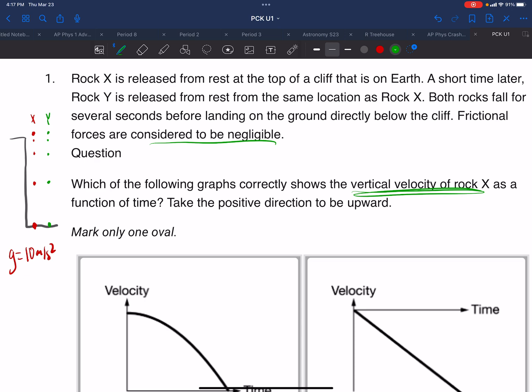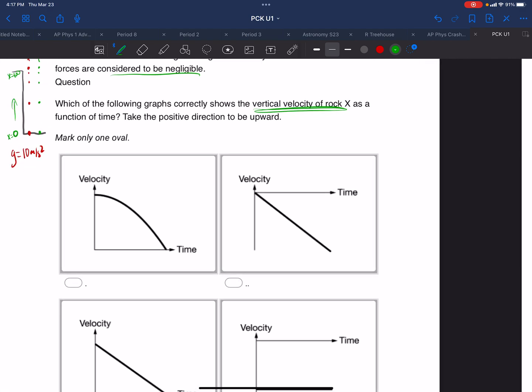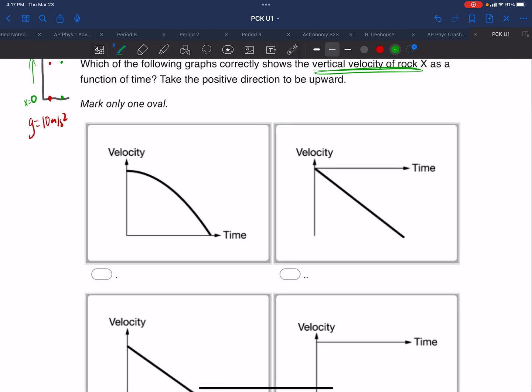So that might mean that this is x equals 0, and this might be like x equals 100. So positive direction is that direction. Next, we can see all of the graphs we are given are velocity-time graphs. So to ascertain the information we can get from those, we can read velocity and time.